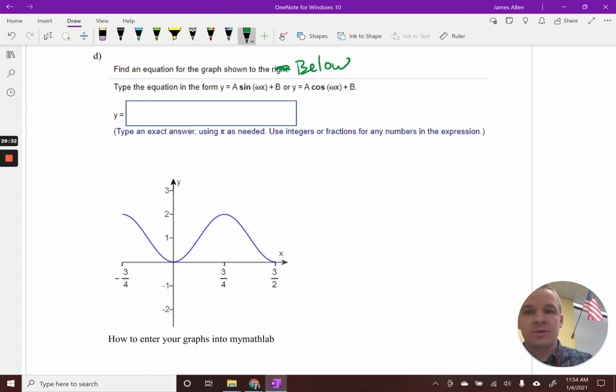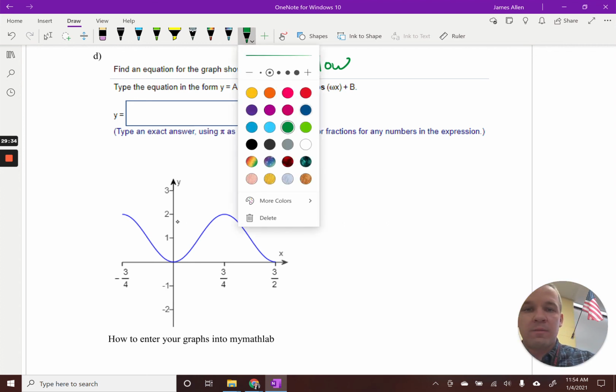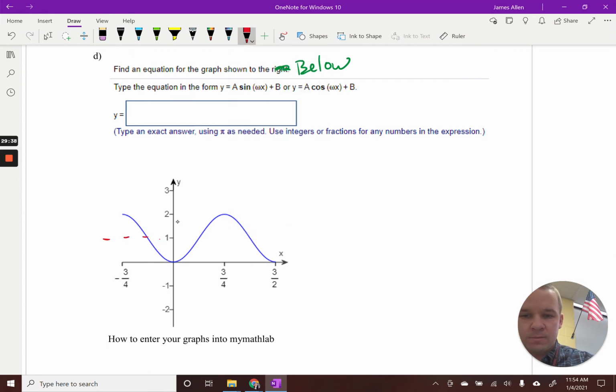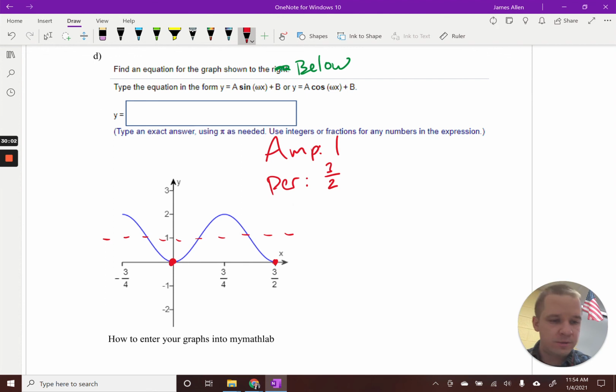All right. So how long does this one take to repeat itself? We got to find our period. We got to find our amplitude. Well, it looks like my midline is at 1. And we've got it from here, and then it comes back down right over here, right? We're avoiding those phase shifts for now. So we have a period of 3/2. Looks like I have an amplitude. It's going above by 1 and below by 1. So amplitude of 1, and then a period of 3 divided by 2.